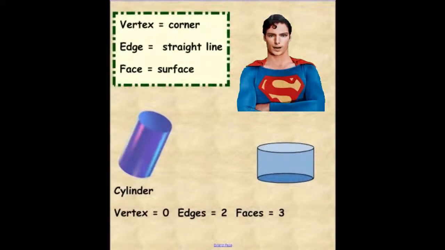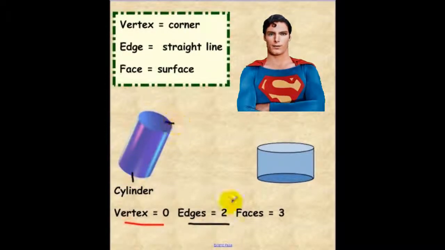Okay, our next object is a cylinder. Let's look first of all. Are there any corners? And the answer is no. We have 0. There aren't any corners. Number 2, we want to know, are there any edges? And if you look carefully, we have 2 edges. We have one here, and we have one up here at the top.